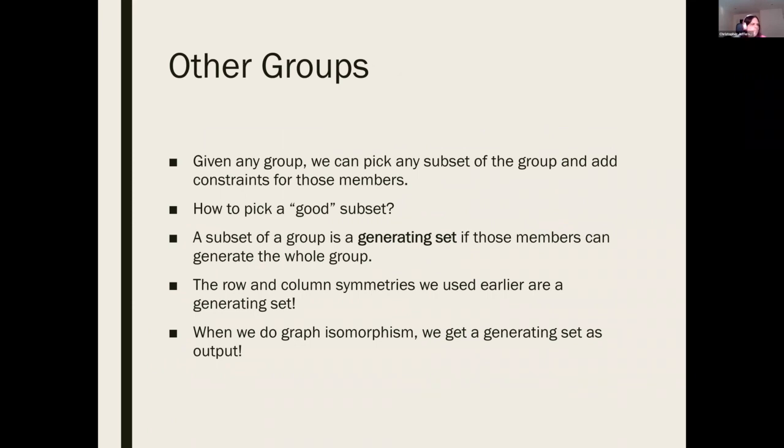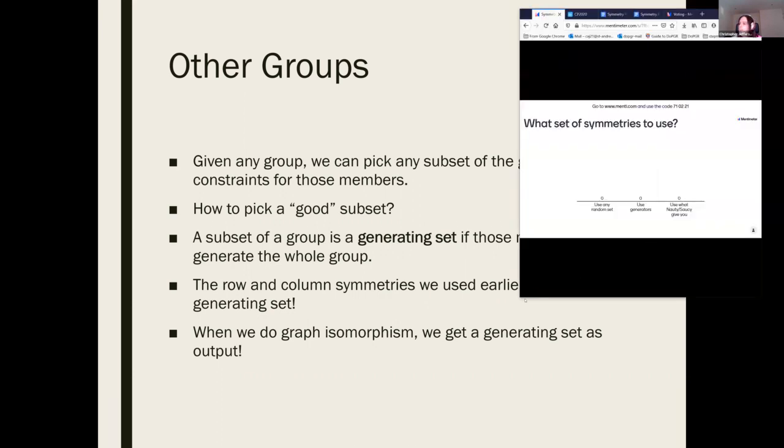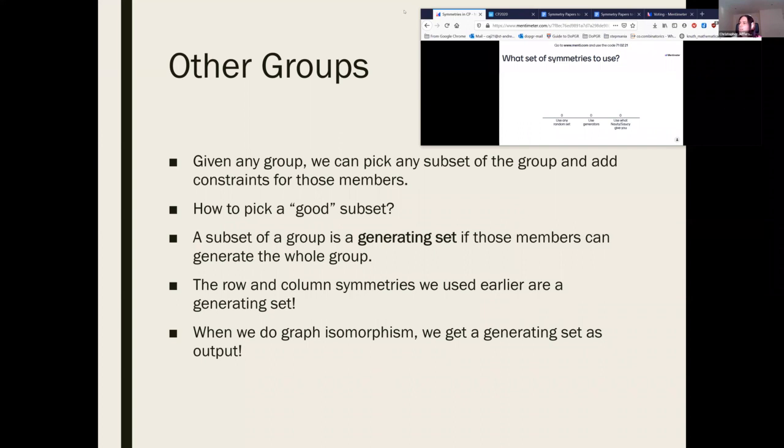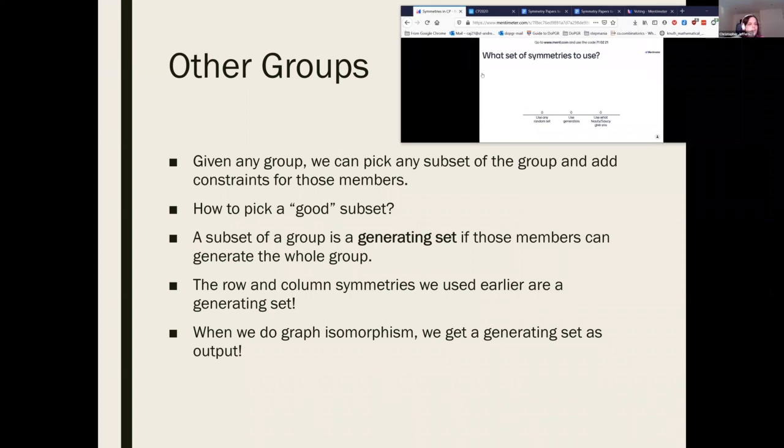Sometimes your group might just not be very nice. In particular, if you got it from graph isomorphism, you might not know that it splits up nicely. If you just have an arbitrary group, how do you pick a good subset of the constraints? And at this point, there is going to be another question. Let me put this up here. Hopefully you can see the code still, 710221. So the idea here is we have a group that's been given to us by who knows where. And we need to break the symmetry of this group. How do we pick a good subset of the constraints?